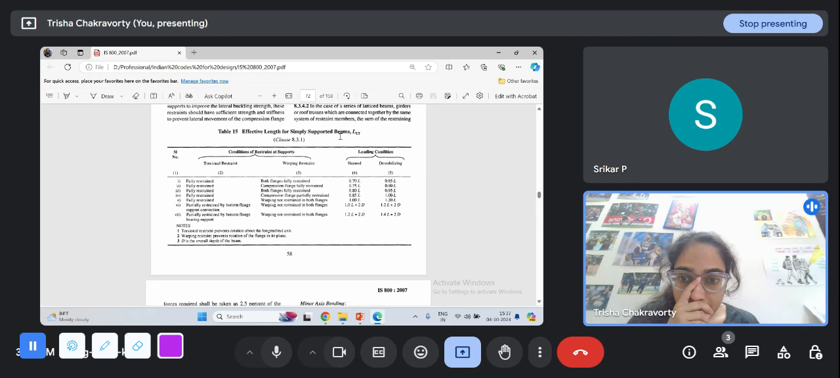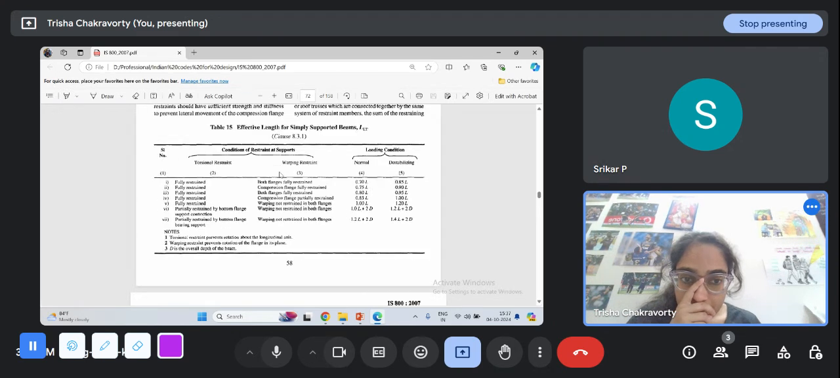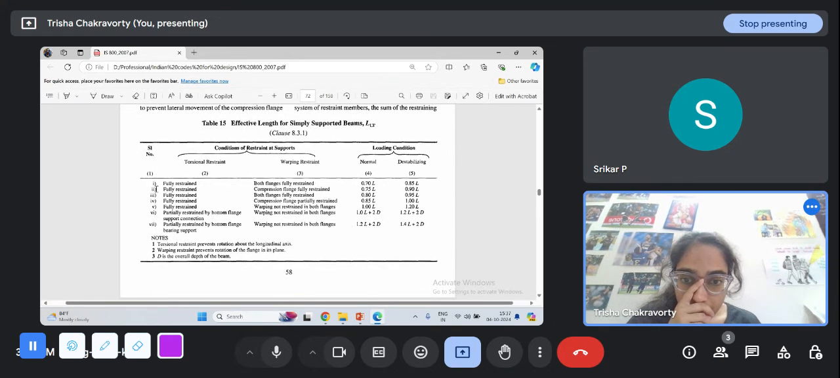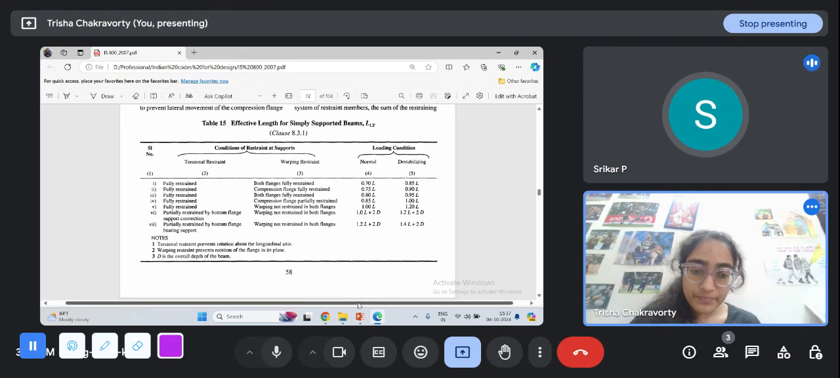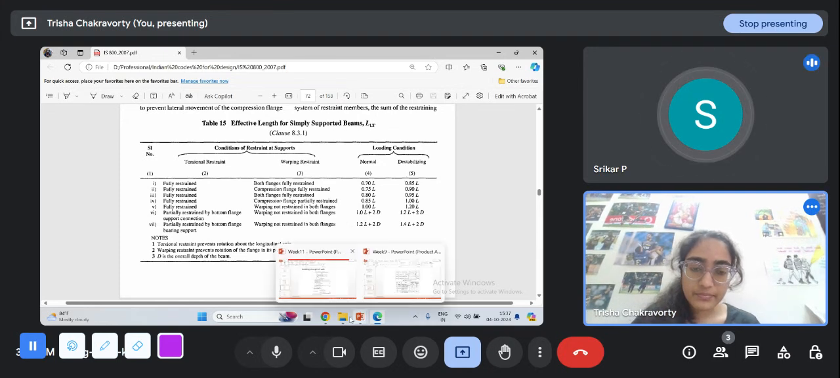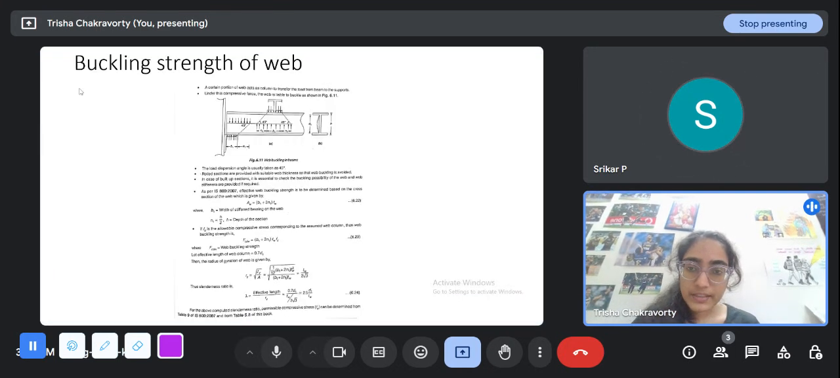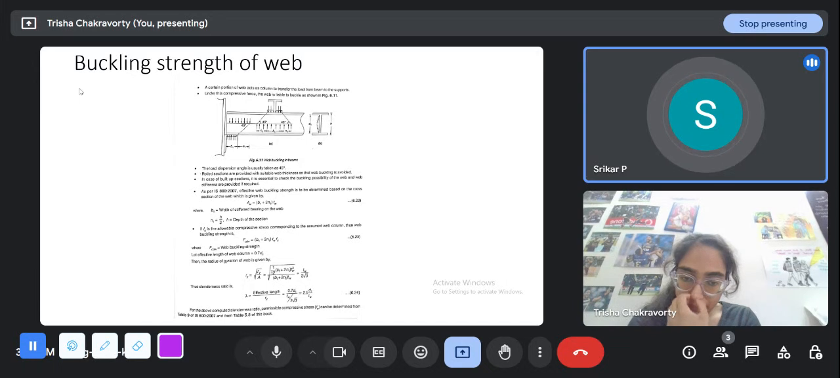Effective length for simply supported beams. See, there is fully restrained, both flanges fully restrained is 0.7 L. Okay. Compression flange fully restrained 0.75 L. So yes, this is what is applicable here, I guess. Okay, ma'am. Right. So anything else? This is kind of separate.